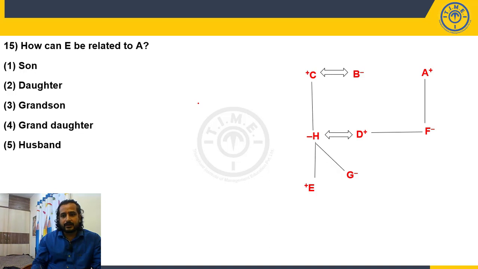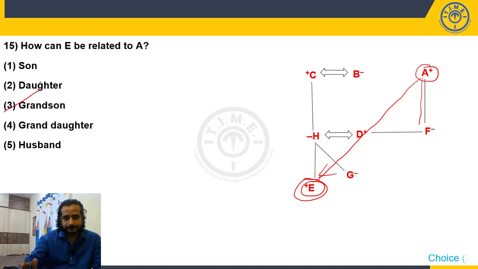How can E be related to A? So what is the base here? A is the base. From A we need to check E. Daughter's son. Daughter's son will be grandson. So choice 3.